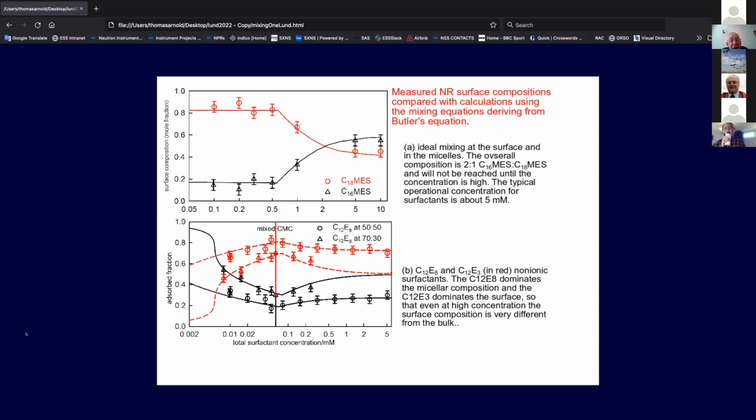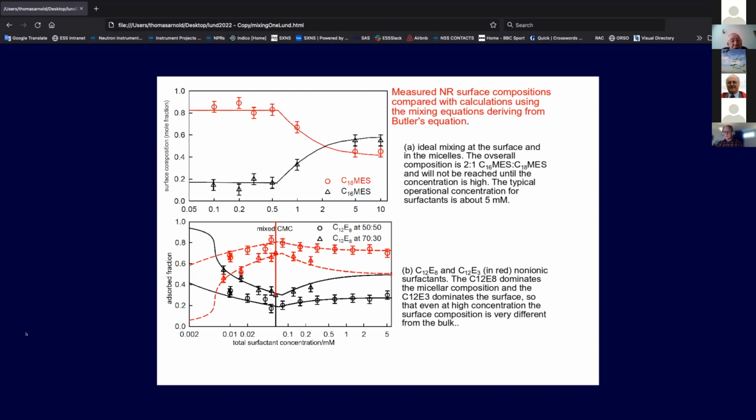So although the theory I'm using here was developed before neutrons, the applications were very poor, and no one understands surface mixing as a result. But it's very, very important. All applications use mixtures. So let's start with ideal mixing.